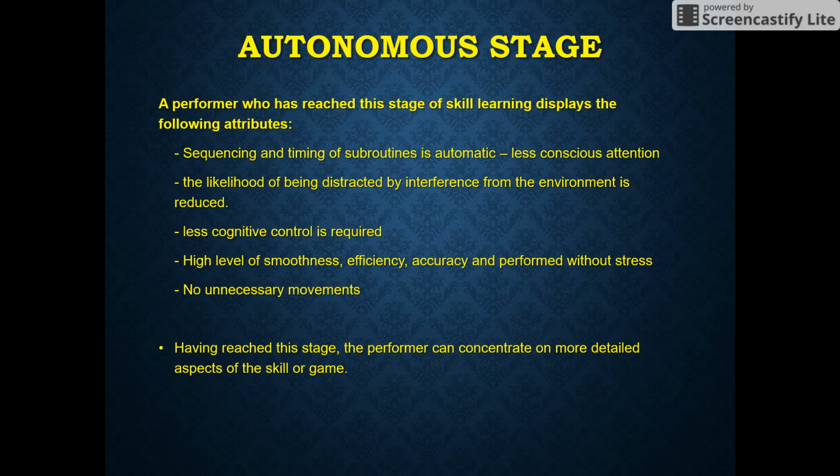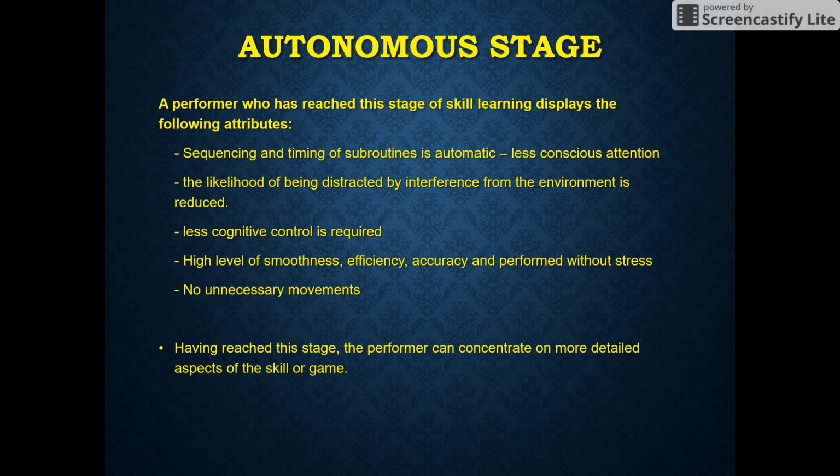The final stage is the autonomous stage, which is characterized by the ability to automatically execute the skill. Now, execution of the movement is now properly sequenced and performed instinctively by the learner. The performer has now consolidated the many discrete skills, which we call subroutines, that comprise the action. An example of these subroutines within the skill of the tennis serve would be the grip, the ball toss, the backswing, the point of impact, the forward swing, and so on.